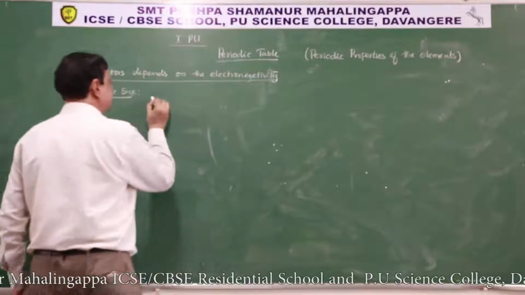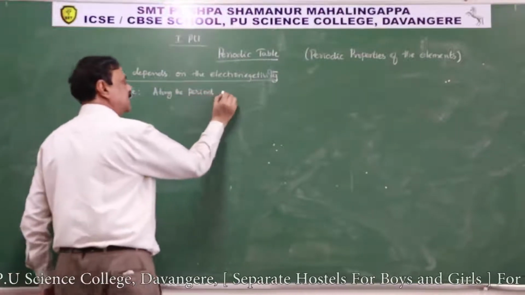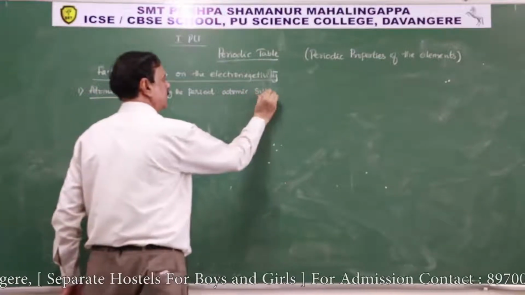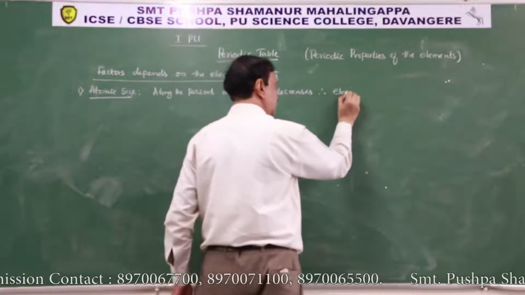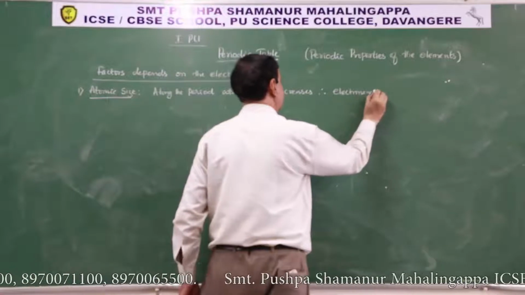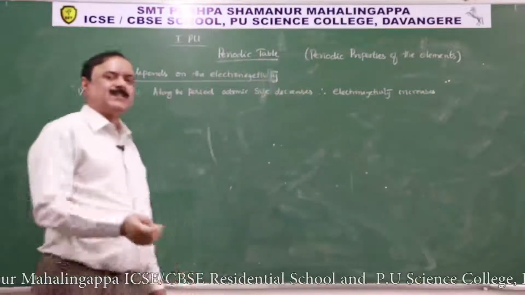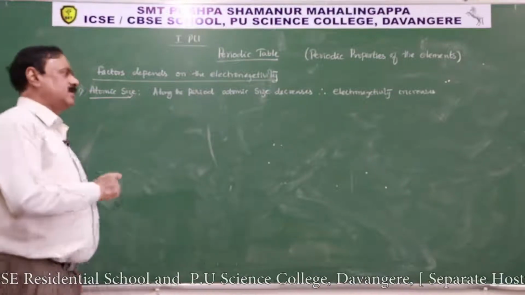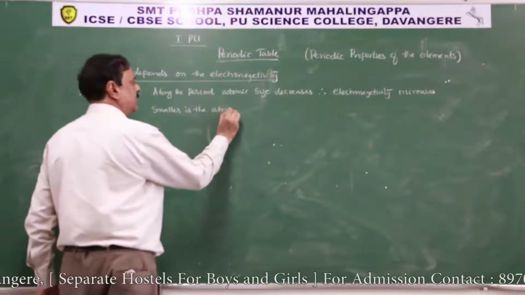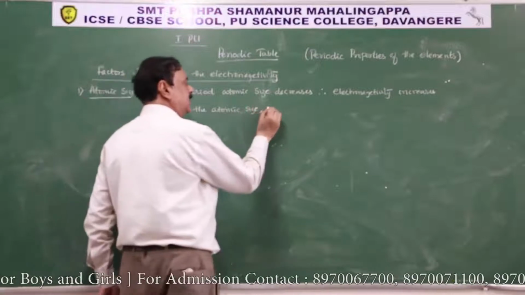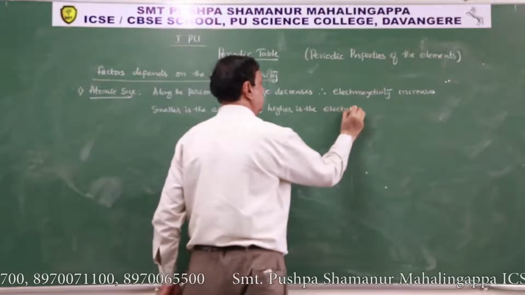See, along the period, atomic size decreases, and hence electronegativity increases. For atoms of smaller atomic size, smaller is the atomic size, higher is the electronegativity.